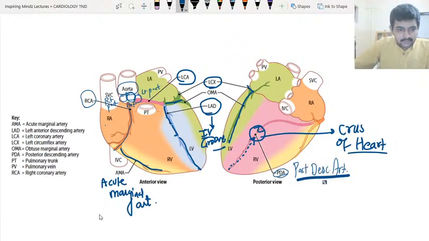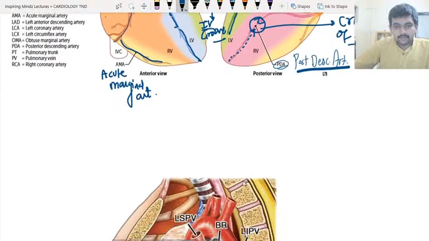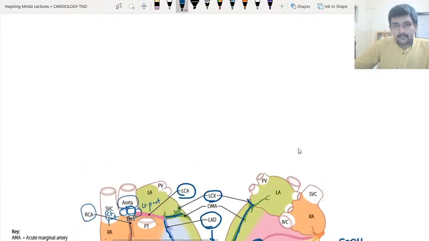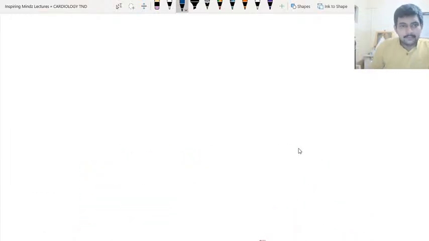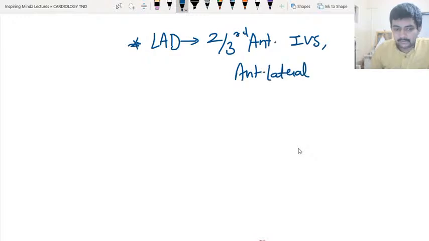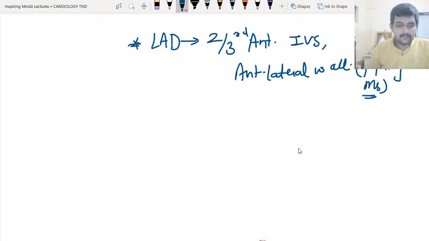Now, if we want to see it further, then you would understand how the blood supply is going basically. So if you want to understand this, the left anterior descending artery is supplying the anterior two-thirds of the interventricular septum, and it is also supplying the anterolateral wall, that is the papillary muscles, especially, right?